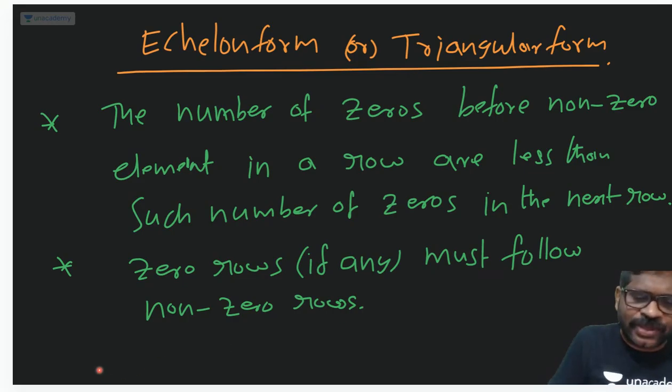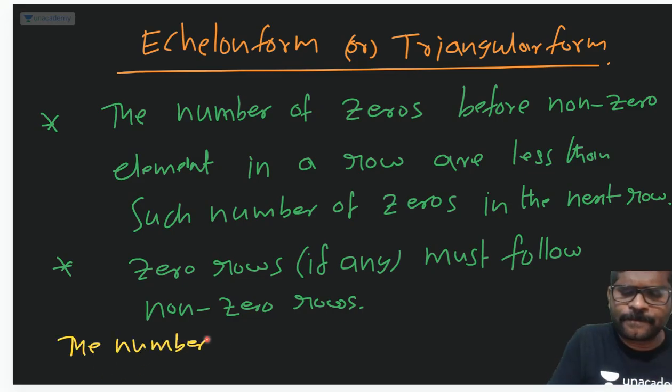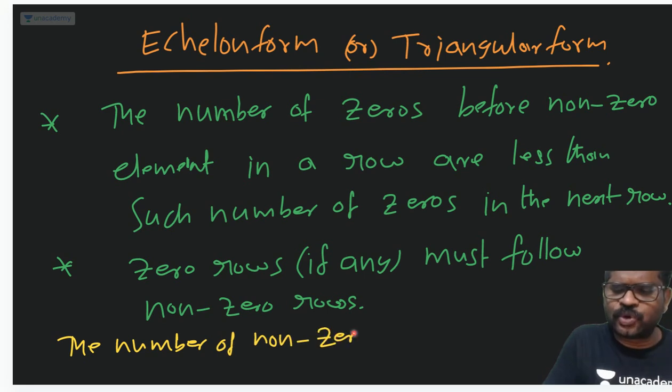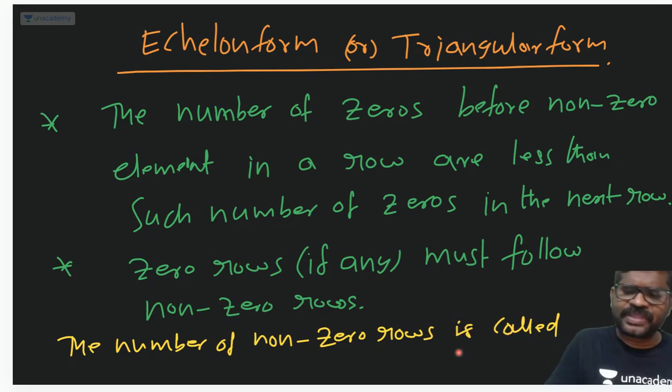The number of non-zero rows is called rank of the matrix.